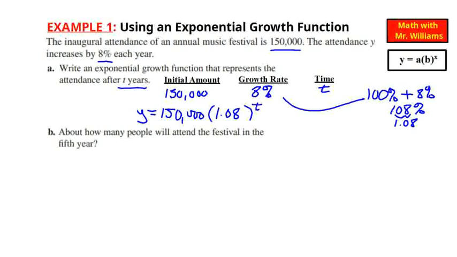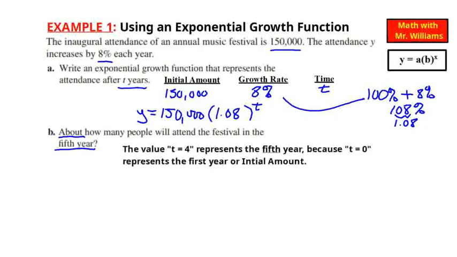All right, on to b. It says about how many people will attend the festival in the 5th year. Now, a couple things to remember here. They're looking for about, so we don't have to be very exact. And the 5th year, remember that the value t equals 4 represents the actual 5th year, because t equals 0 represents that first year or that initial amount. So in other words, if I put 0 in for the t, I'm going to get that 150,000. The next year would be worth 1. That would be the 2nd year, and so on.